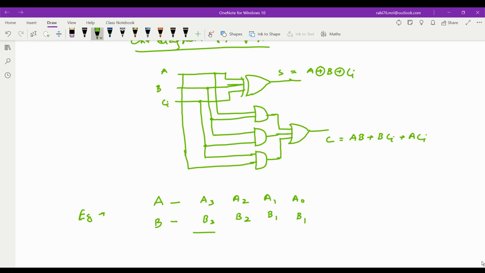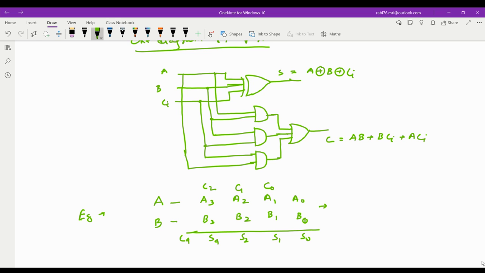Then how will we perform this operation? A0, B0 will give S0, and carry C0 will come here, right? A1, B1 will give some S1, and carry C1 will come here, right? Then this will give some S2, and carry C2 comes here, and there will be some S3, and carry C3 will come here, right?